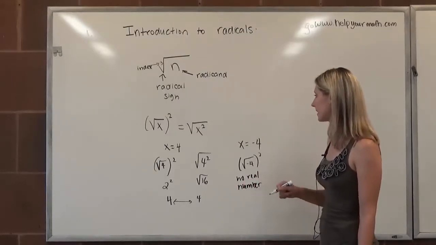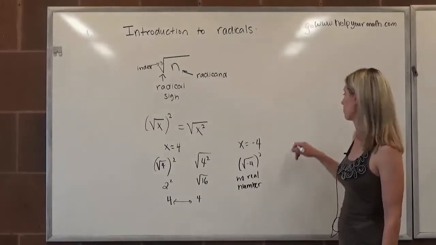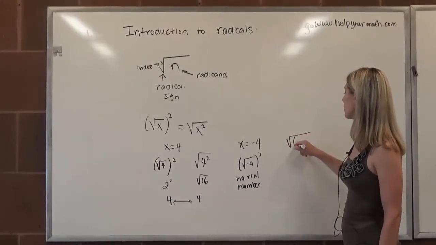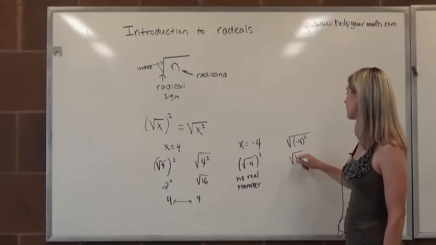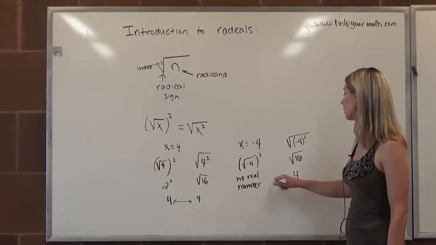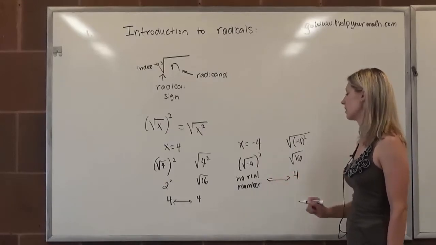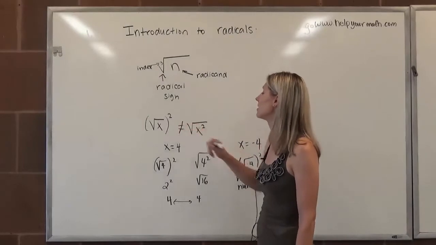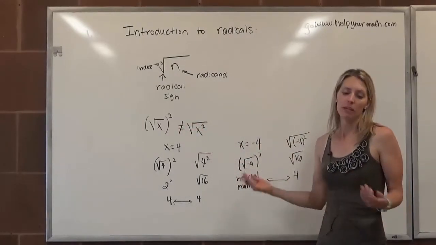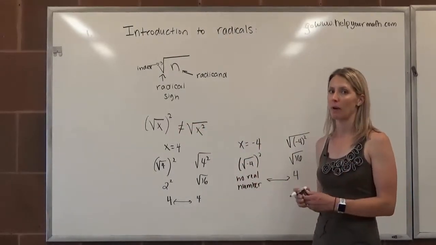If we look at the right-hand side, let's see if that also is not a real number. The square root of negative 4 squared: negative 4 squared is positive 16, and the square root of 16 is 4. Well, 4 is a real number, so it does not equal not a real number. So the answer here is no, this is not always true. We need to be careful with that when we're talking about radical expressions.